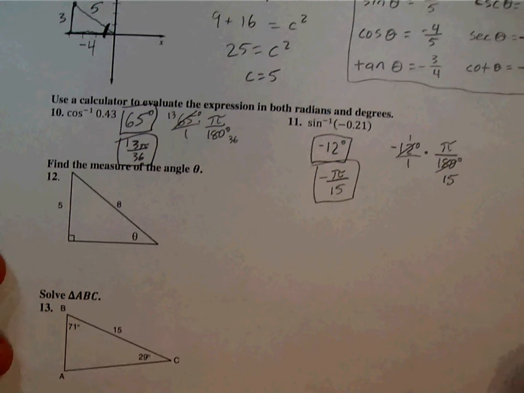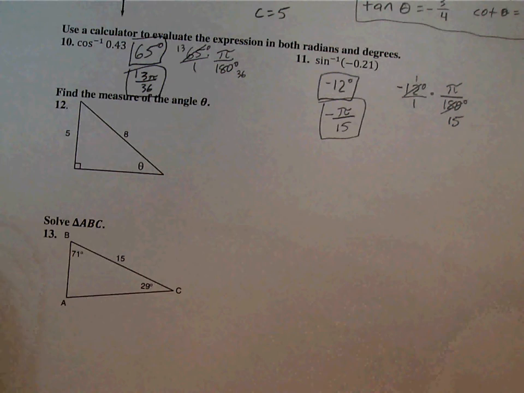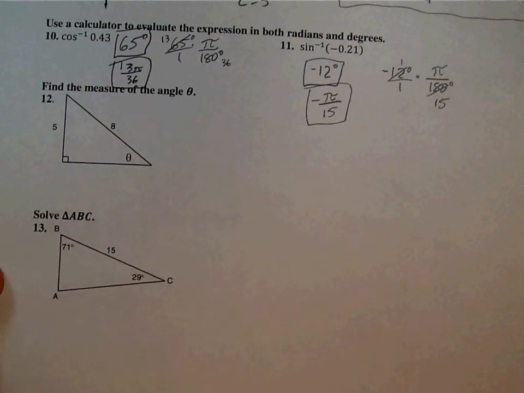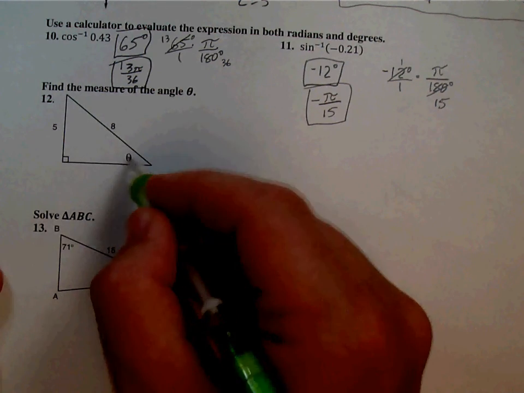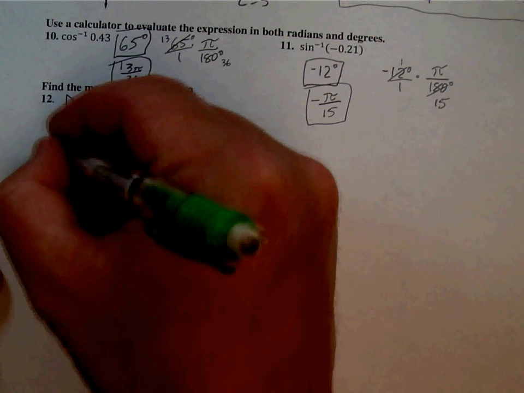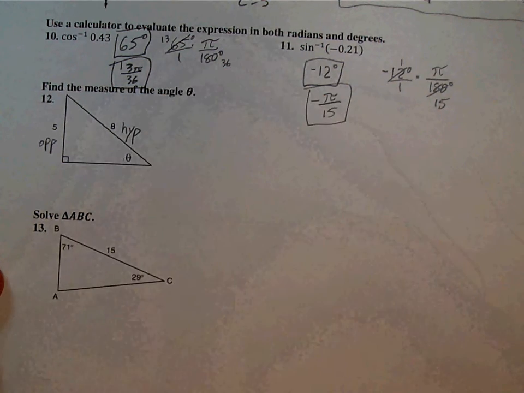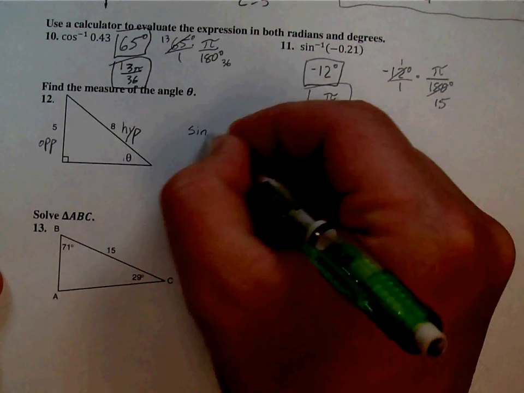Okay, almost done. Number 12. We have 2 sides and we're looking for the angle. So let's think about what sides of the triangle they are. 5 is opposite of theta, and 8 is the hypotenuse. Opposite and hypotenuse is a sine problem.